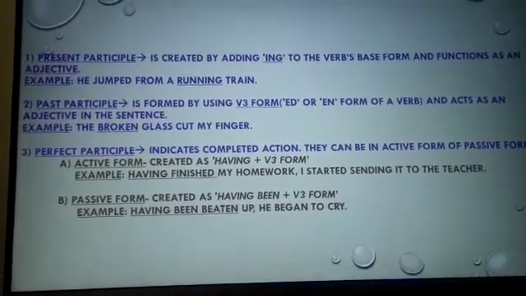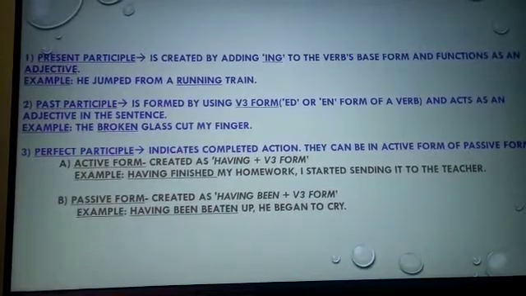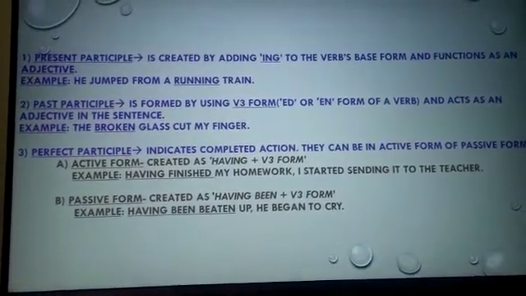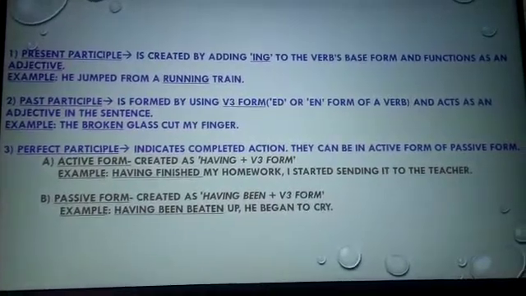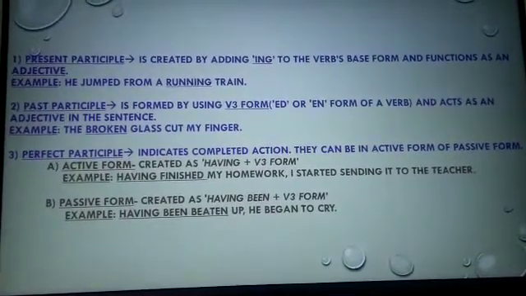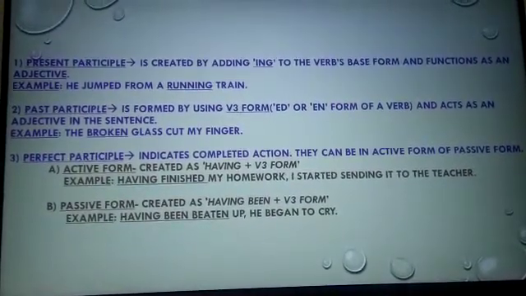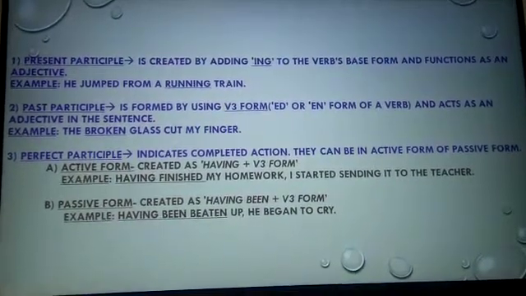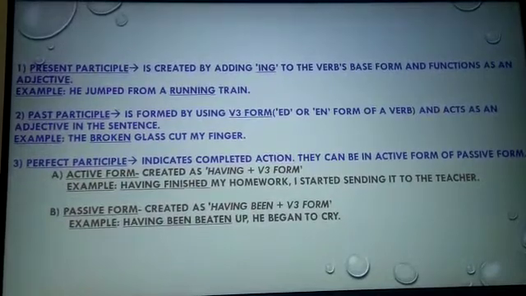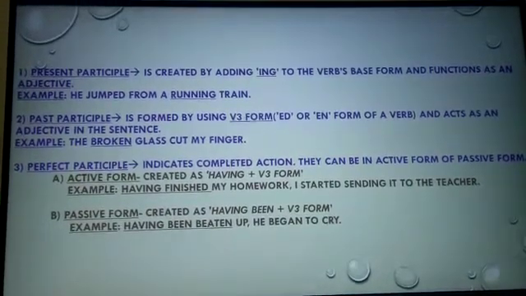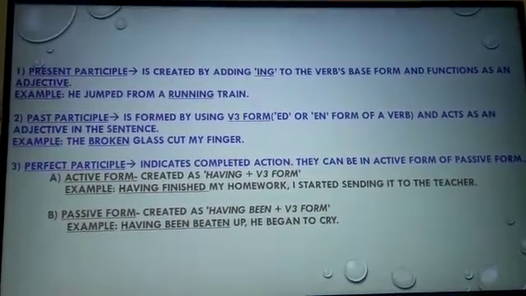The active form is created as having plus V3 form. Example: having finished my homework, I started sending it to the teacher. Here we can see that this sentence is divided into two parts. Having finished my homework is one part. I started sending it to the teacher is the second part.